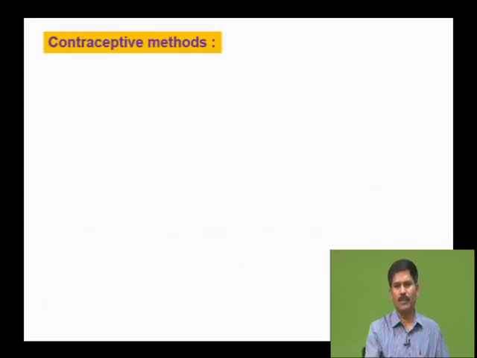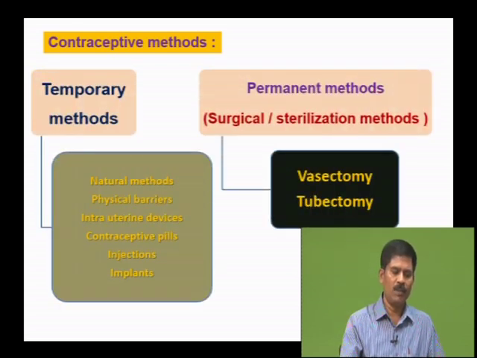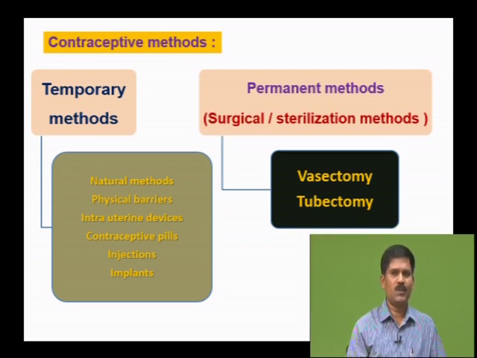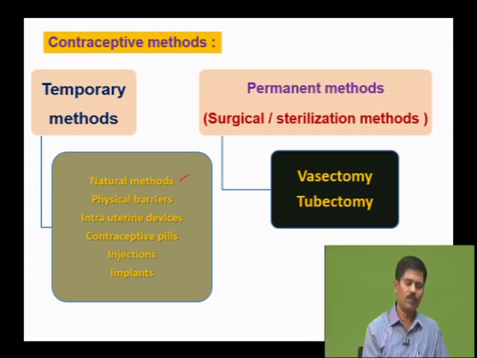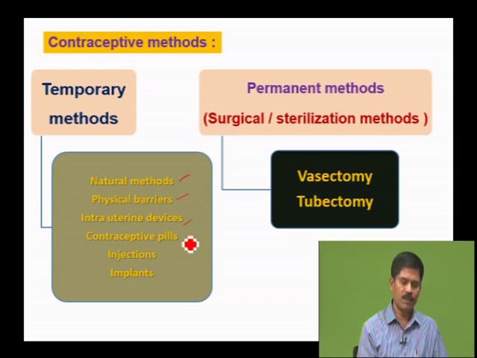What is a contraceptive method? The birth control methods which prevent unwanted fertilization and pregnancy are said to be contraceptive methods. Contraceptive methods are of two types, namely temporary methods and permanent methods. In temporary methods, the fertility comes back to normal after disuse of these contraceptives. These include natural methods, physical barriers, intrauterine devices, contraceptive pills, injections as well as implants.